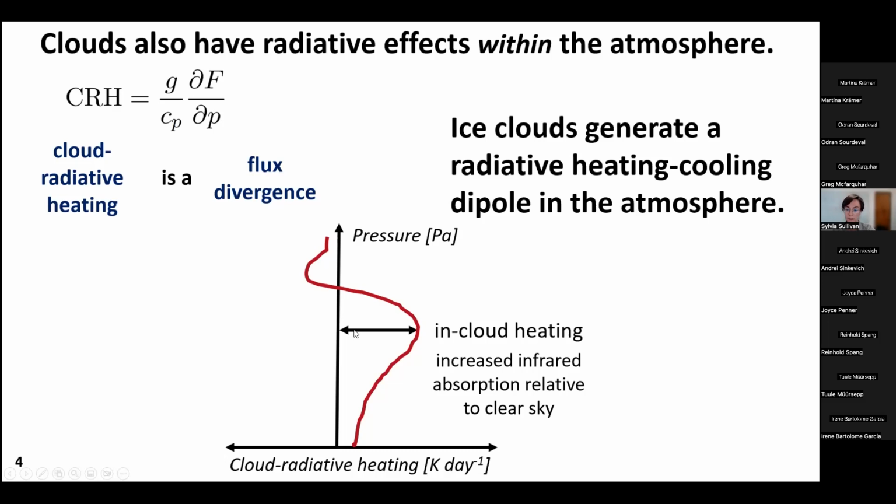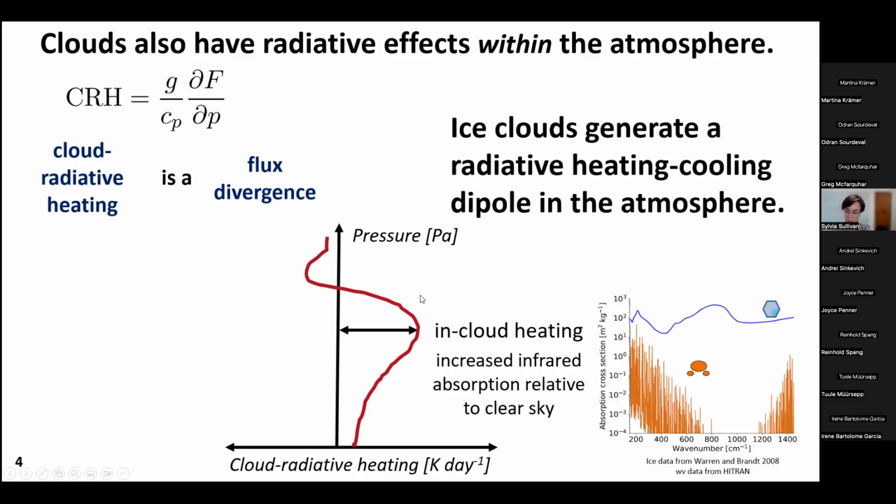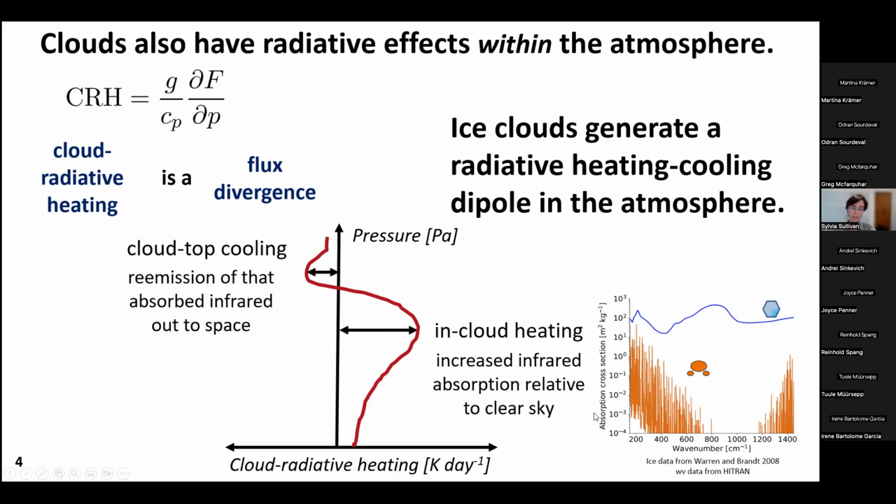There's an in-cloud heating that has to do with the fact that ice absorbs more infrared radiation than does clear sky. That has to do with an absorption cross-section, which you see over here on the right. For ice, that absorption cross-section is orders of magnitude larger than for a molecular absorber like gaseous water vapor in the dark orange. This is in infrared wave number. So ice absorbs more than would clear sky, and then that absorbed infrared is re-emitted out to space, and that causes a cloud top cooling.